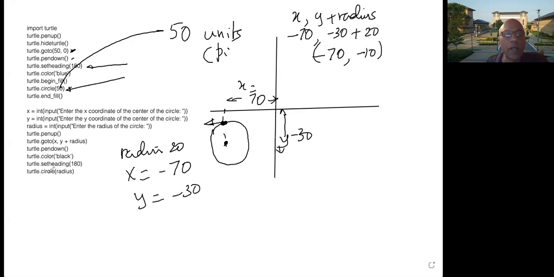Now, if I draw a circle, the center will be to the left of where I am traveling. I am traveling west, so the center will be to my left, which is south, and it will be 20 units because radius is 20. So this will be the center of the circle, which is -10, -20, so it will be -30. And that is what we get. The circle will be centered at -70, -30.